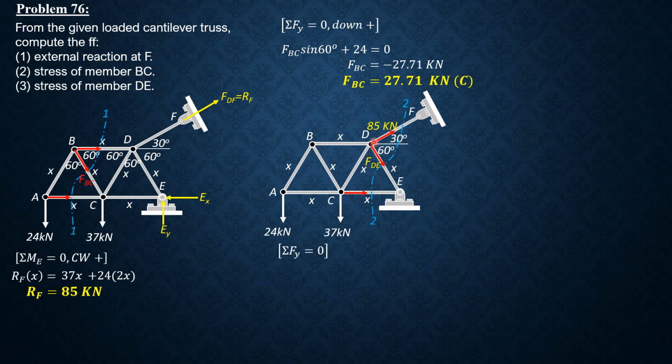So 85 sine of 30 equals FDE sine of 60 plus 24 plus 37. So solving for FDE is negative 21.36 kilonewtons. So that means FDE is a compression member, 21.36 kilonewtons. So that's it for this problem.